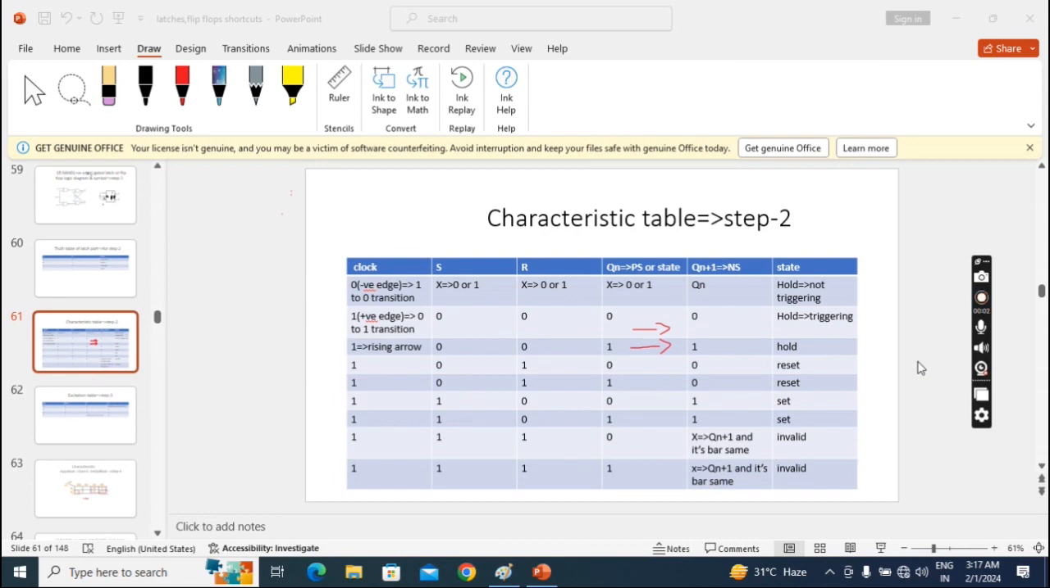In this lecture we'll discuss the drawback of the SR flip-flop. The drawback is that when we apply S equal to 1 and R equal to 1 and the clock is asserted, we will get an invalid output. Qn plus 1 and Qn plus 1 bar both become the same. Both outputs should be complementary, no? So it is violating that rule. That's why the invalid or unused condition is the drawback of the SR flip-flop. To overcome this, we went to the JK flip-flop.